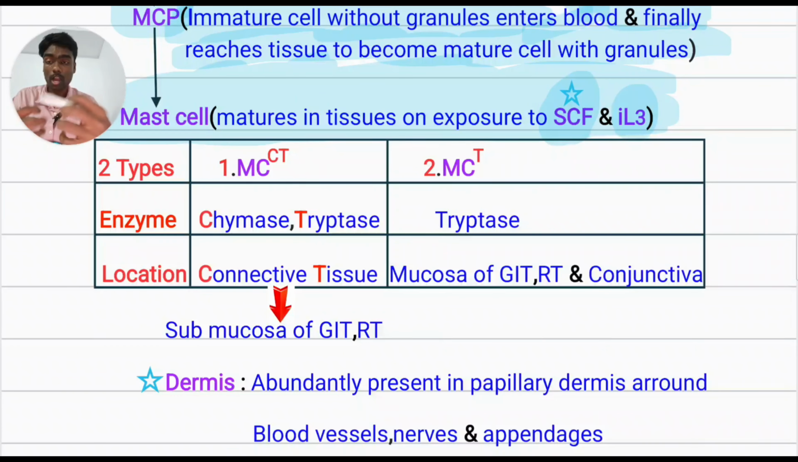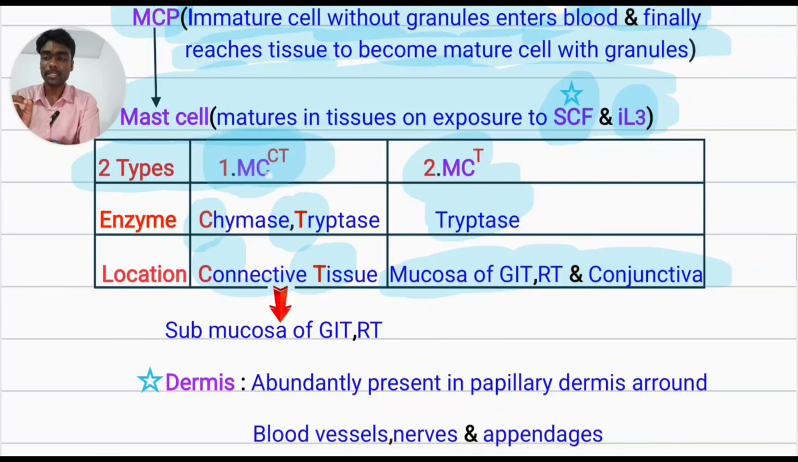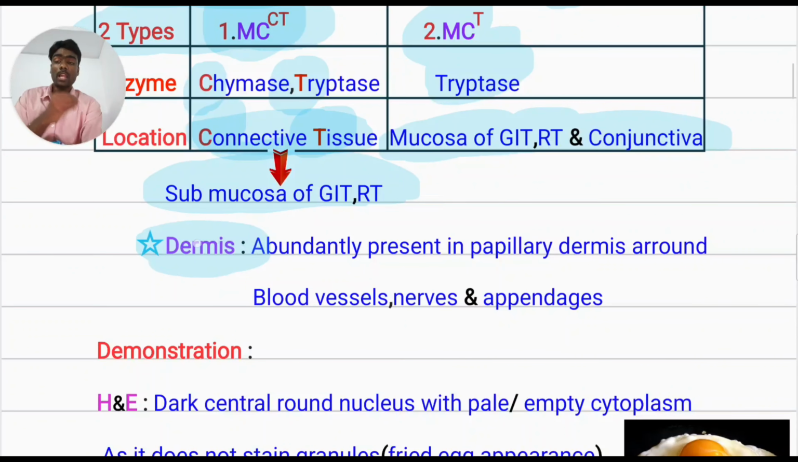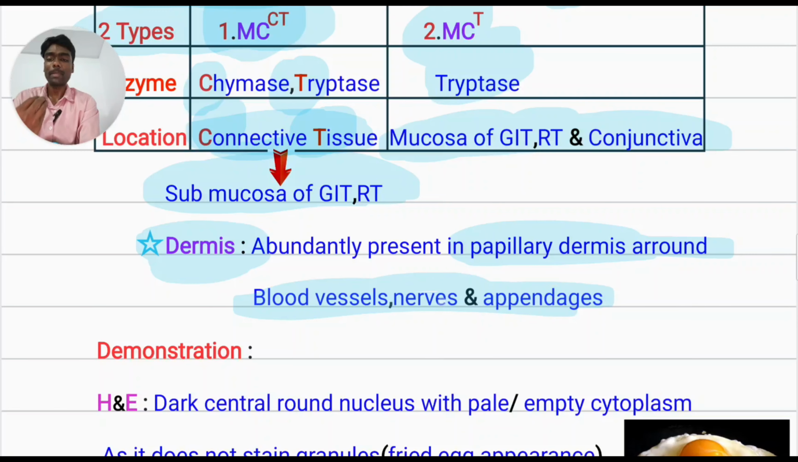Based on where they settle and what they secrete, it is divided into two types. Type 1 will settle in connective tissue. They will secrete chymase and tryptase, both the enzymes. Type 2 mast cell secretes only tryptase, settles down in mucosa of GI tract, respiratory tract, conjunctiva. Whereas type 1 mast cell settles in connective tissues like submucosa of GI tract, respiratory tract and dermis, abundantly in the papillary dermis around blood vessels, nerves and appendages.